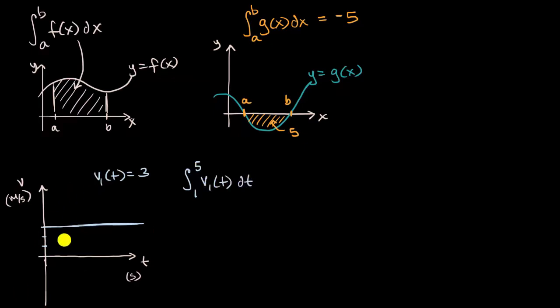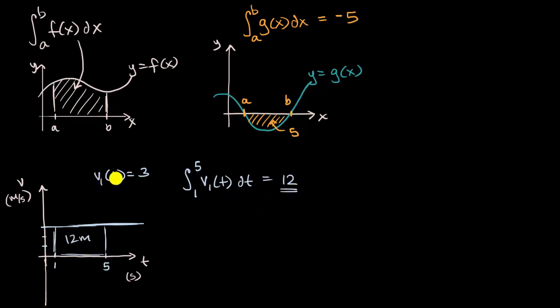Well, here my function is above my t-axis. So I'll just go from 1 to 5, which will be around there. And I could just think about the area here. And this area is pretty easy to calculate. It's going to be 3 meters per second times 4 seconds. That's my change in time. And so this is going to be 12 meters. And so this is going to be equal to 12. And one way to conceptualize this is this gives us our change in position.